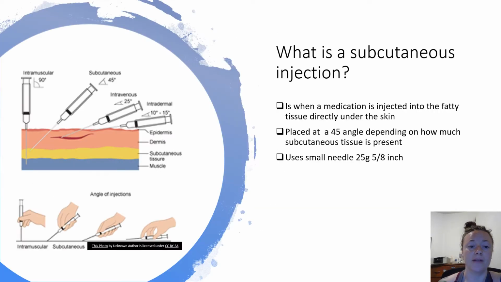So what is a sub-Q injection? It's when the medication is injected into the fatty tissue right underneath your skin. It's placed at a 45-degree angle, usually depending on how much sub-Q tissue is present, and you use a small gauge needle, about a 25 gauge, 5/8 inch needle. So 45 degrees is coming in this way right here, and you just want it in the sub-Q tissue, which is this area here. This is the angle that you would want to start at, going in at an angle right there.